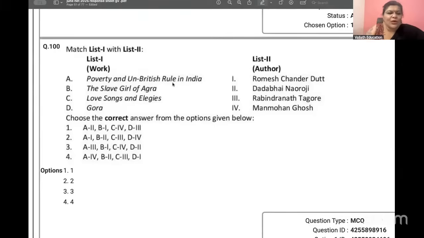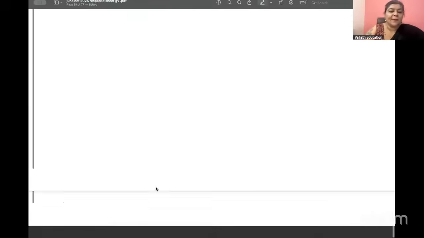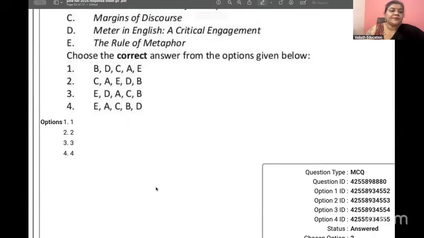Now, poverty and un-British rule I have never heard. Gora, I know, Rabindranath Tagore. D3. Slave Girl of Agra and love songs and elegies are there in our material. I have taught this. Slave Girl of Agra is Ramesh Chandra Dutt. Love songs and elegies, Manmohan Ghose. So, and also only one D3 is there. Gora, Rabindranath Tagore. Only one D3 is there. Okay.